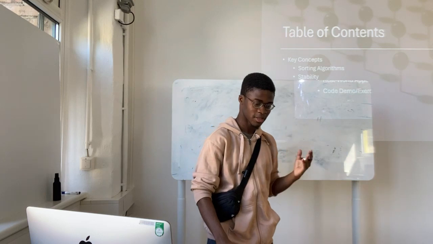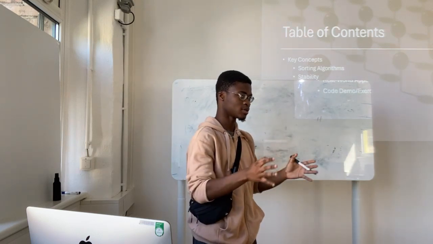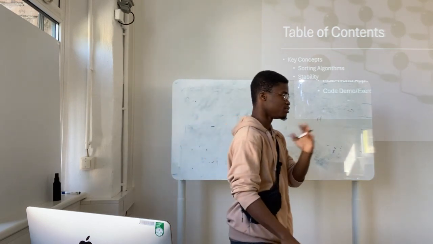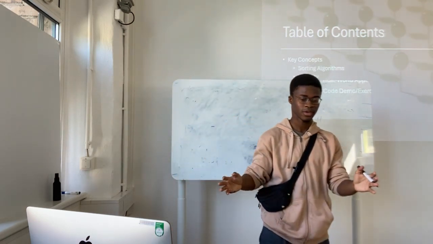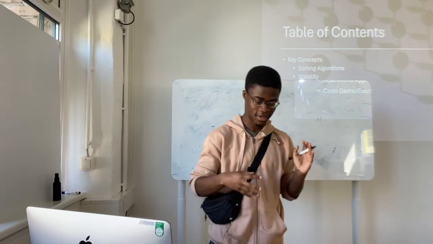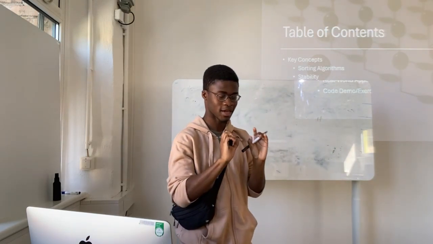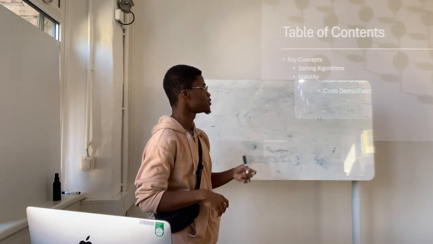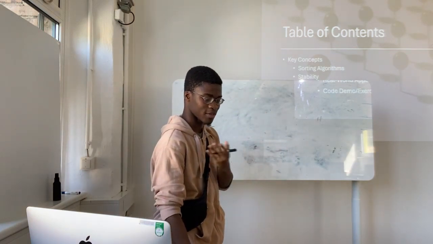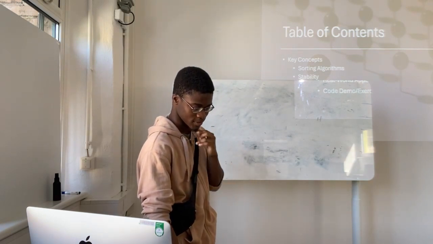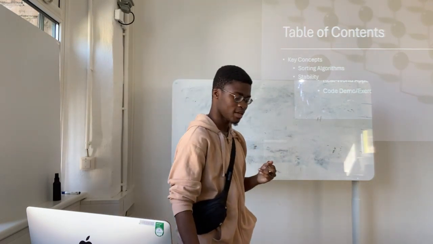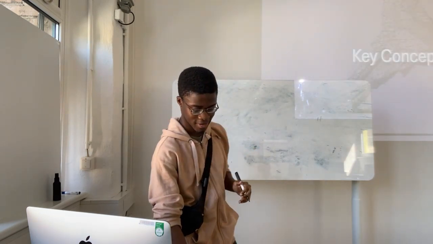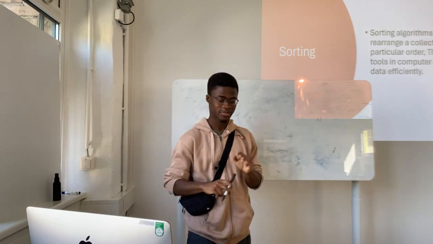I'll go over stability, which is an important concept in sorting algorithms. Then we'll go over two of the main sorting algorithms. In the previous semester, we went over five in total, and that's a lot. It would be very difficult to get through that in an hour and a half time span, so we're only going to go over the easiest one, bubble sort, and what I think is one of the hardest ones, merge sort. Then we'll go over real world applications, and then a code demo and exercise. Okay. All right. So sorting.